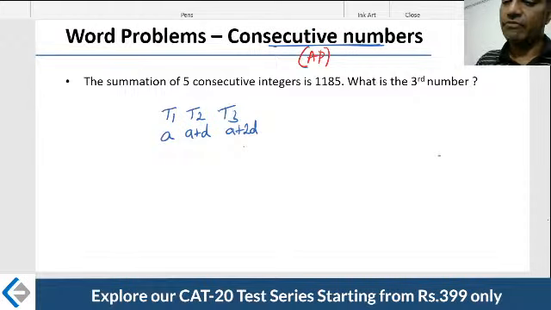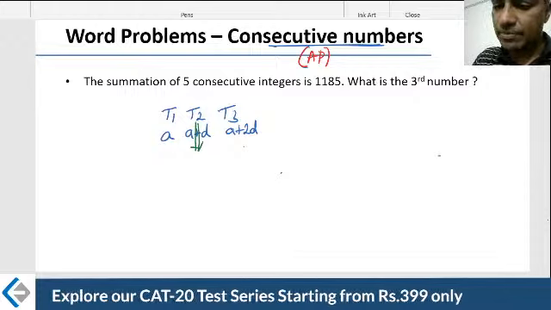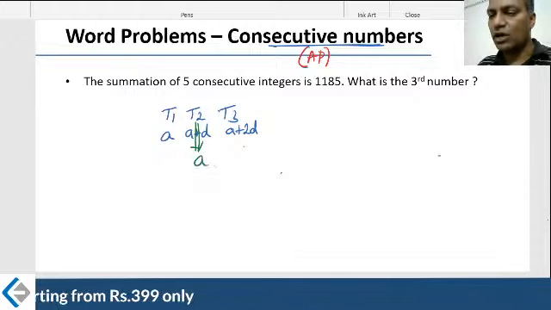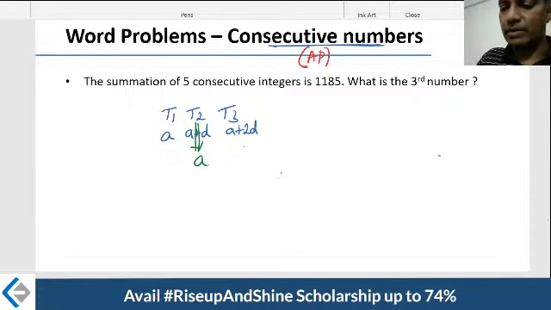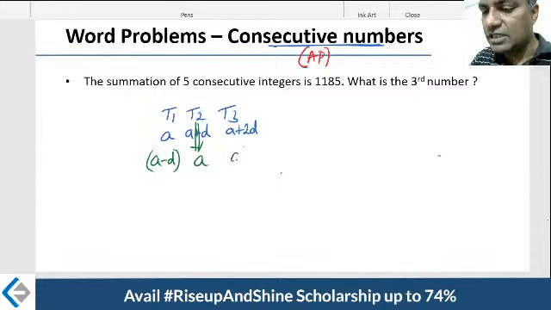Instead, now here, if I were to write it, what you do is take the middle term as A. Why take it as A plus D? Take the middle term as A. I will tell you the advantage of doing this. The middle term is A. The term before this will be A minus D. The term after this will be A plus D.